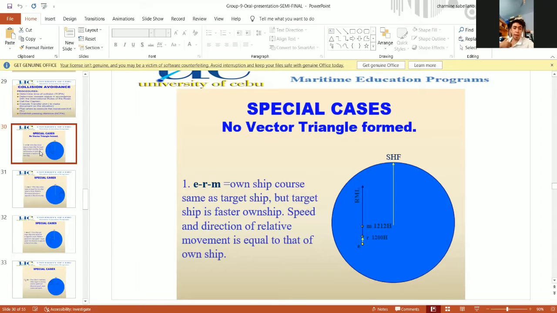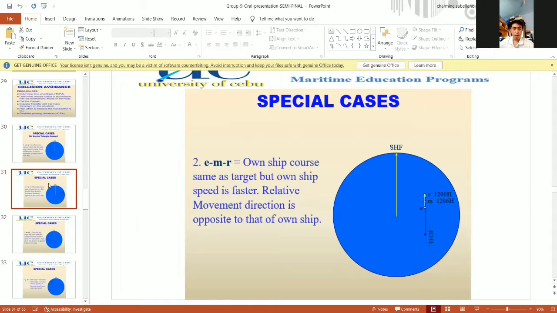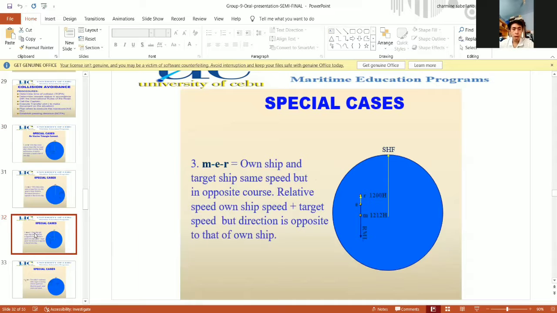So we have here special cases, no vector triangle form. First, ERM. ERM is what we call the own ship course same as target ship, but target ship is faster than own ship. Speed and direction of relative movement is equal to that of own ship. EMR is own ship course same as target, but own ship speed is faster. Relative movement direction is opposite to that of own ship. MER is own ship and target ship same, but in opposite course. Relative speed is own ship plus target speed, but direction is opposite to that of own ship.